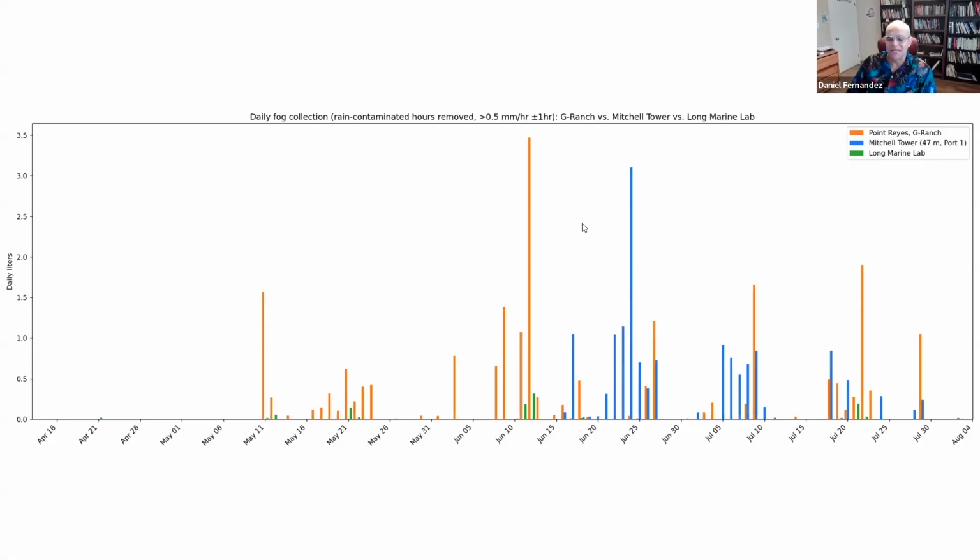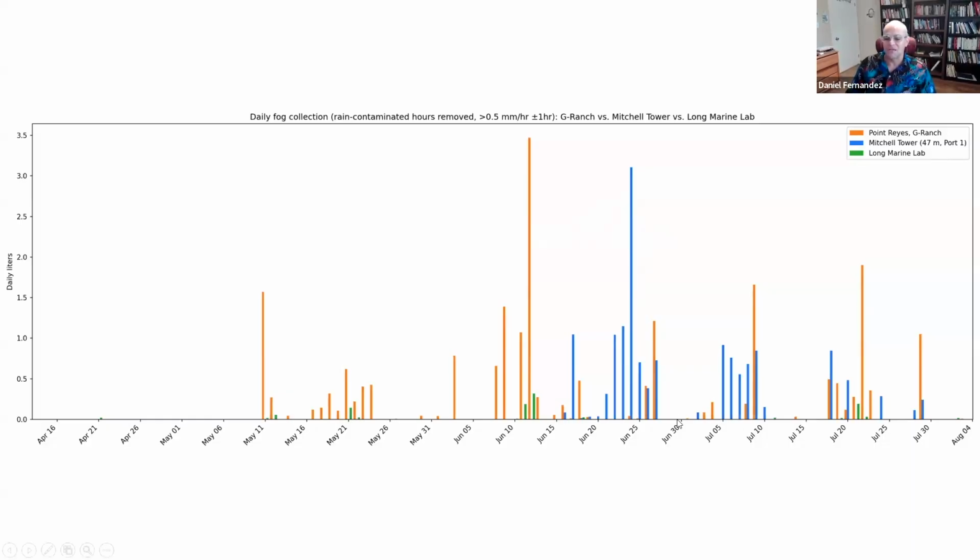What's interesting is you're not seeing necessarily coincident fog events. Sometimes they are, like you could say perhaps these are on the same day, but there were events happening on Mitchell Tower that weren't happening at Point Reyes and vice versa. So you see some fog events were very regional. Others were perhaps larger in scale, or we call that synoptic, maybe driven by larger forces. So you can see evidence in this data set of when we do and don't have fog.